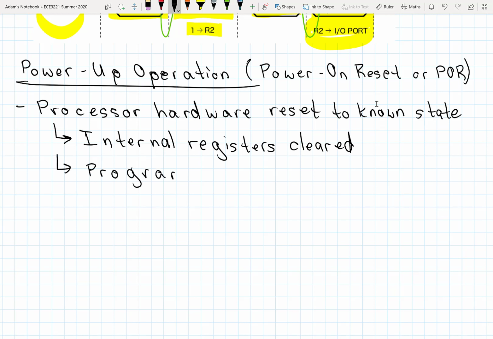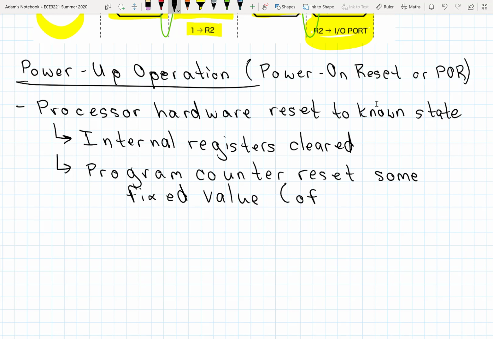As well, the program counter, which could be considered an internal register as well, will also be reset to some known state or some fixed value. And that value is often 0, meaning the first address of addressable memory. That value that it gets reset to is going to be the address of our first instruction.